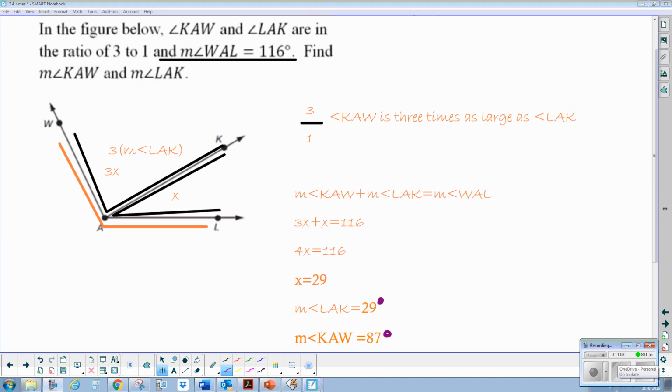So remember to use your angle addition postulate, and I would always just rewrite some equation using general angles that are given, and then go ahead and substitute values for each of those.